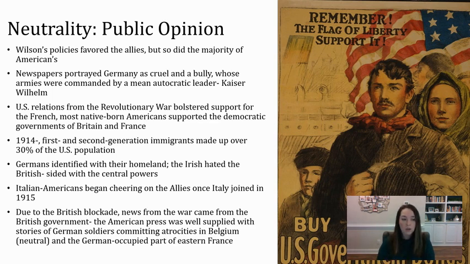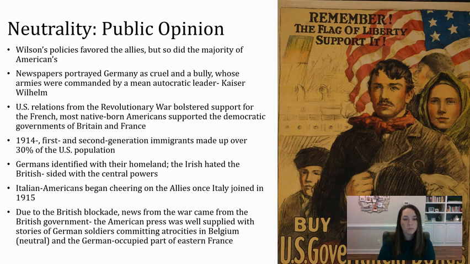U.S. relations since the Revolutionary War period bolstered a lot of support for the French. Most native-born Americans supported the democratic governments of Britain and France. In 1914, when you look at first and second generation immigrants, they make up over 30% of the population, which means that we have a lot of diversity.